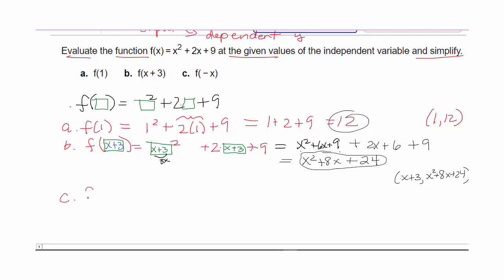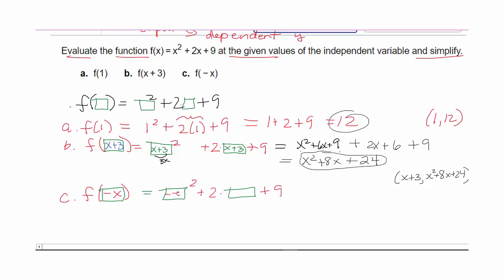So this time, what are we plugging into the box? We have f of negative x. So negative x is going into the box. Okay, so let's draw our little boxes here. What are we doing to our boxes? We're squaring them, multiplying it by 2, and adding 9.